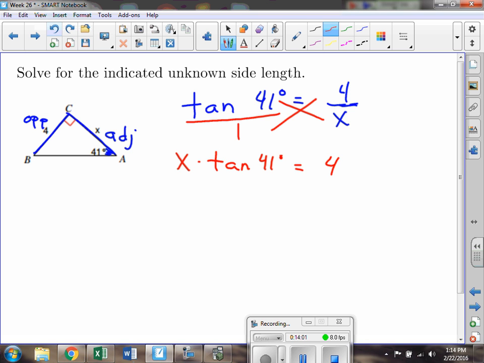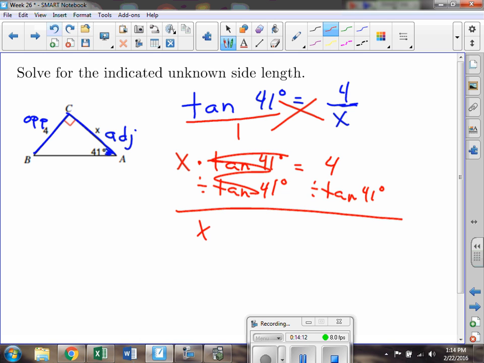And so to get rid of the multiplication, we could divide. And we get exactly what we needed. X is equal to 4 divided by the tangent of 41 degrees, and it's absolutely valid. Nothing wrong with it. I'll note, this gives us a second technique. It's not the way I prefer to do it.